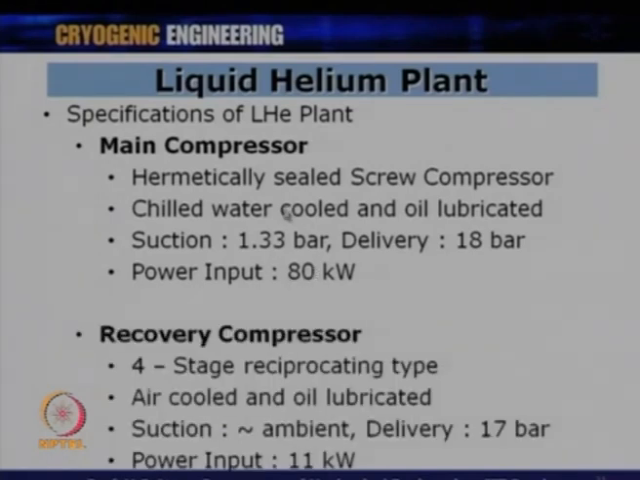In addition to this main compressor, we have another compressor which is a recovery compressor. It is a 4-stage reciprocating type, air cooled and oil lubricated. The suction is around ambient and delivery is 17 bar, and this also requires an electrical power input of 11 kilowatt. So, once you are operating both, you need 80 kilowatts for the main compressor and 11 kilowatts for the recovery compressor. So, the power input is of the order of 90 kilowatt in this case.